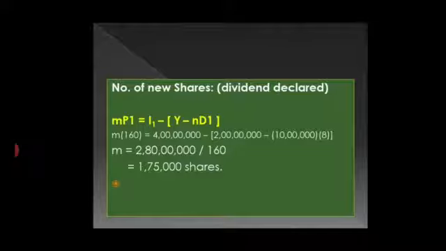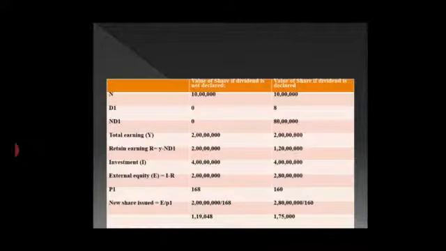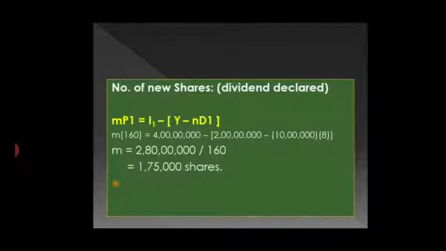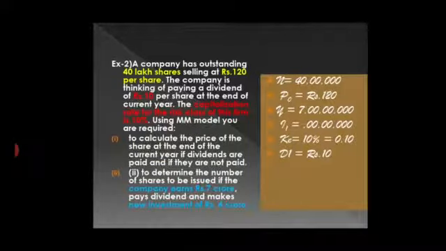So 160. Investment 4 crores. Earning is 2 crores. N means number of shares outstanding, 10 lakhs. And D1 means 8. So the value comes to 1,75,000 shares. That is already calculated in this format. So this is the example of the approach. This is the second example of the approach. It is the same, just for your reference I have mentioned it here.